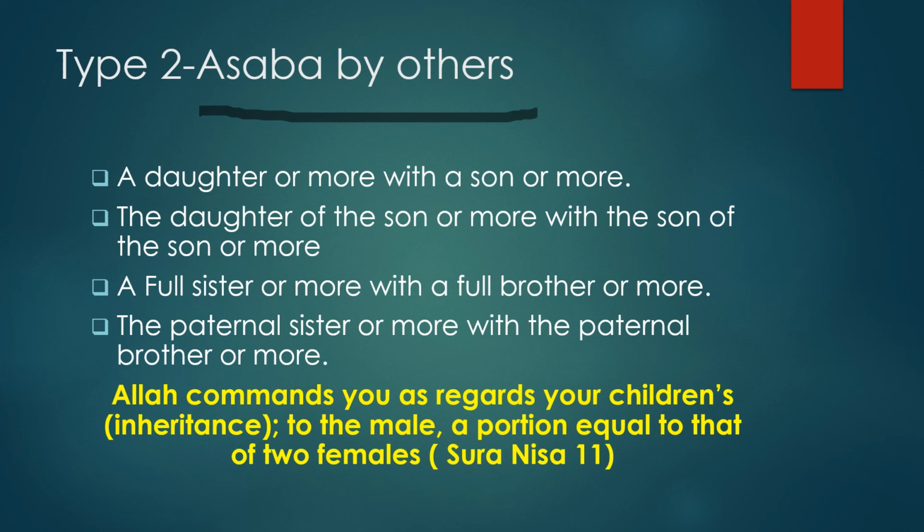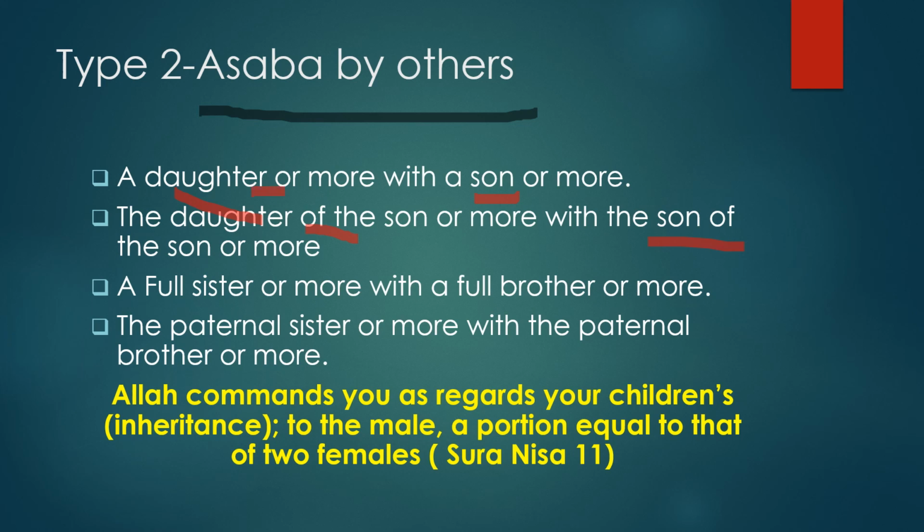So check it please. The daughter and the son, here the daughter of the son and the son of the son. Okay, so both are at the same level. Both must be at the same level. For example, the dead person's daughter is there and the dead person's son is there. No, they will not be asaba by others, because the son is lower in rank than the daughter. The daughter is higher and closer to the dead person than the son. So they won't be asaba by others.